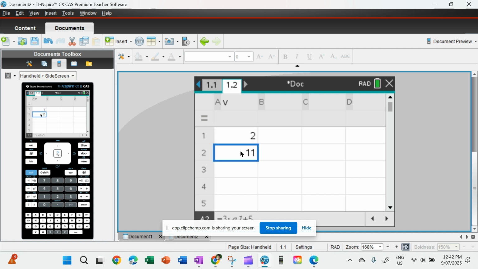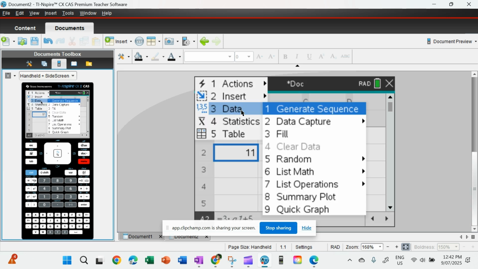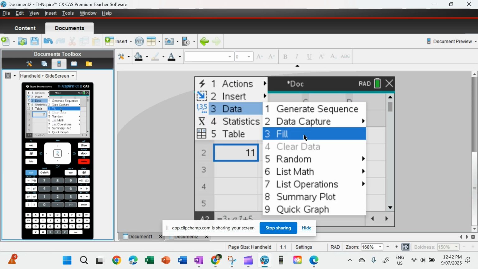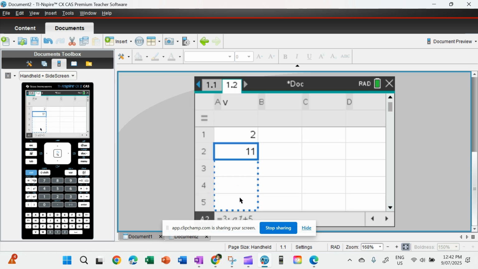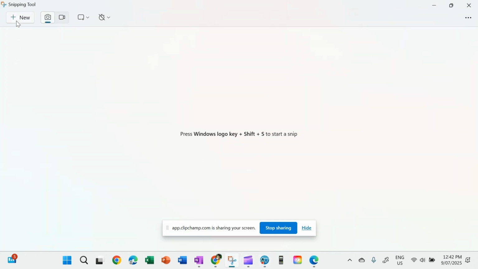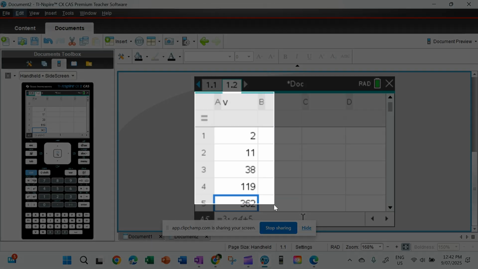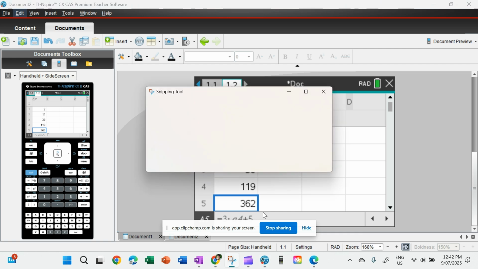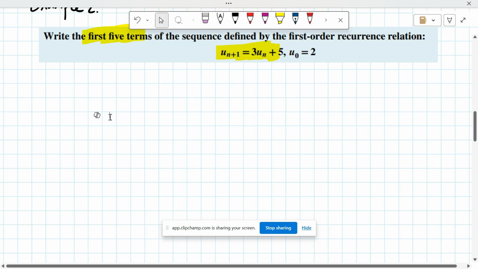Once you highlight this, press Menu, and you can see Data, and then Fill. You fill down for the next few terms, maybe to 6 or to 5, so 1, 2, 3, 4, 5 terms, and that will be your answer straight away. So normally I would say this is how you use the calculator.